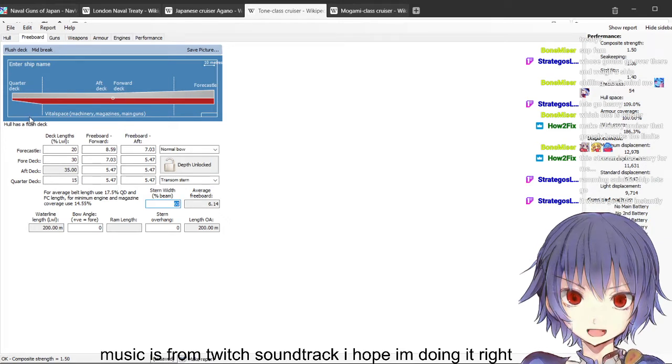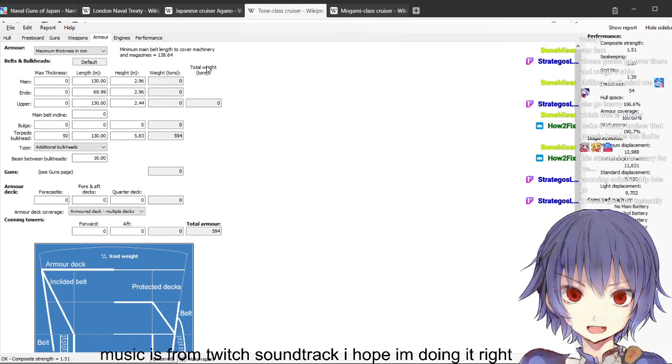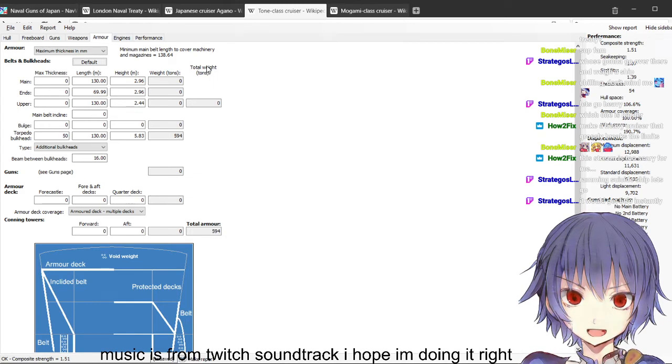select how much of that width it is of the beam. Obviously, watch my comp strength to see how it changes. If it's set to 100, which is like the full width of the ship, which is kind of silly looking, I save a little bit, and I lose 20 meters of citadel space, which is really good.